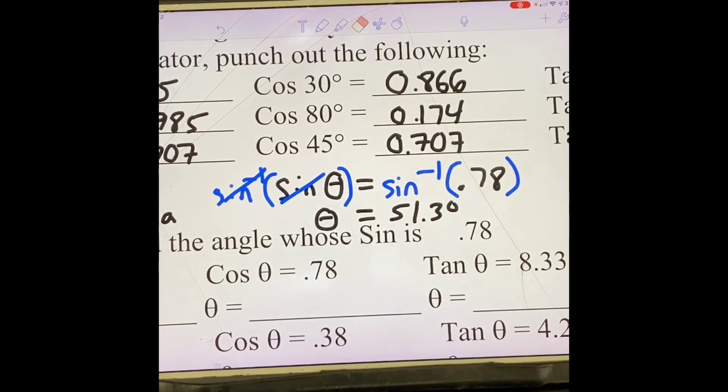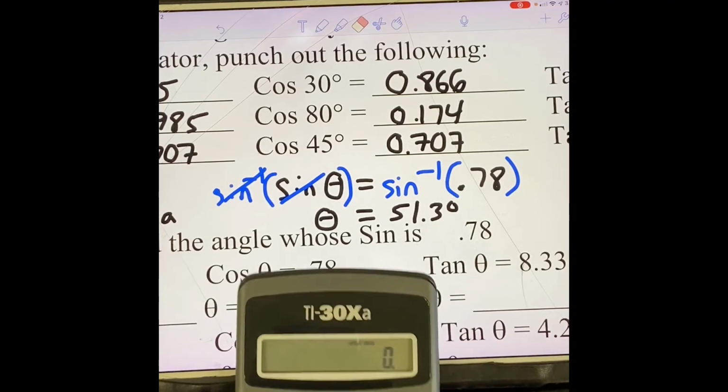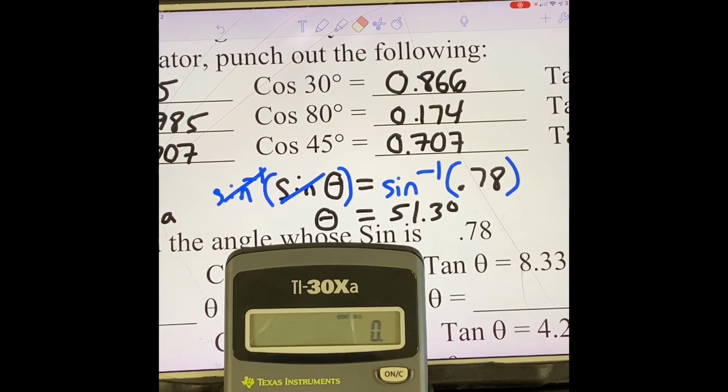And again, if you have a calculator that looks like this one, you have to go 0.78 first. You have to put in the decimal first. Second function, sine. That's how you get the arc sine. It's right above. You just have to go second function to get it. And you still get 51.3 degrees.